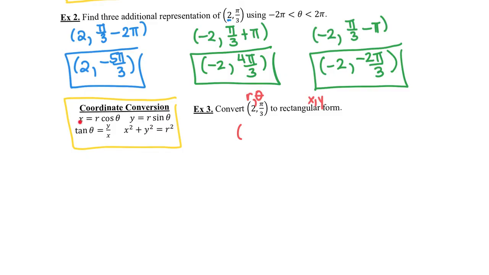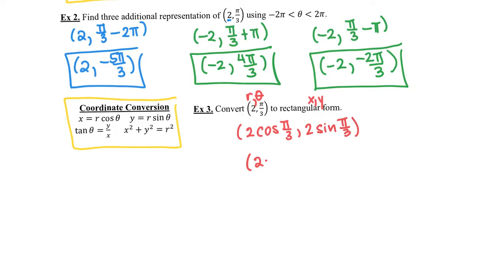to find the x is going to be r cosine theta. What's r? R is 2, cosine theta. If I want the y, it's going to be r sine theta. The r is 2, the theta is pi over 3. Then I am going to simplify this.